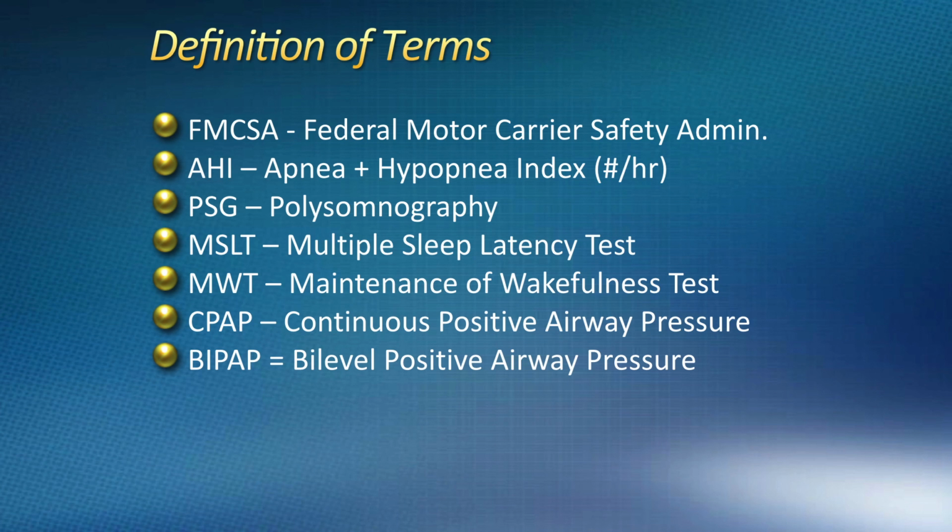An MSLT and an MWT are daytime nap tests that are looking at how sleepy someone is, and they're done differently. The MSLT is basically saying how quickly does someone fall asleep when they're allowed to. They lay down, they're given 20 minutes. If they fall asleep, they get 20 minutes after that to see if they go into REM. This is the definitive test for narcolepsy. The MWT is a test that says, okay, we're going to have you sit here in this dimly lit room without stimulation for 40 minutes, and let's see if you can stay awake.